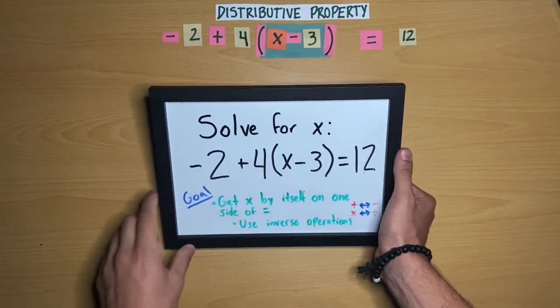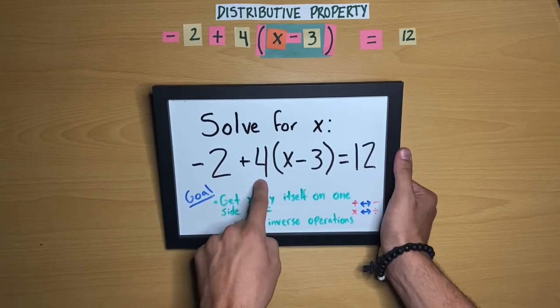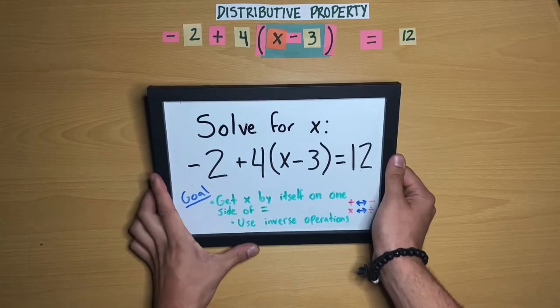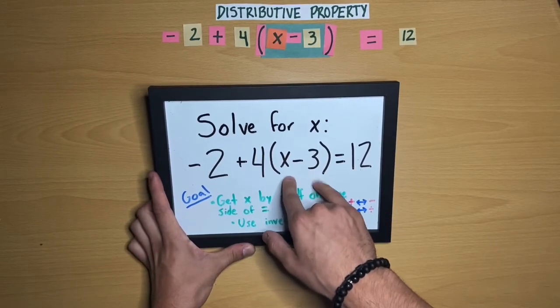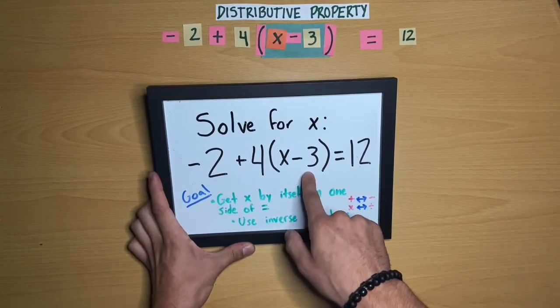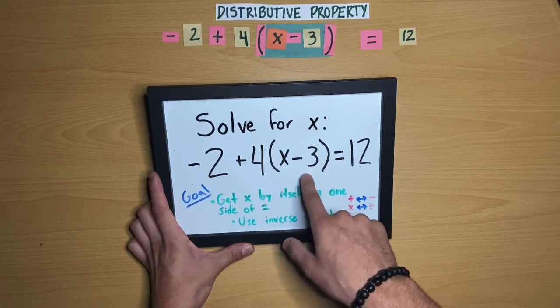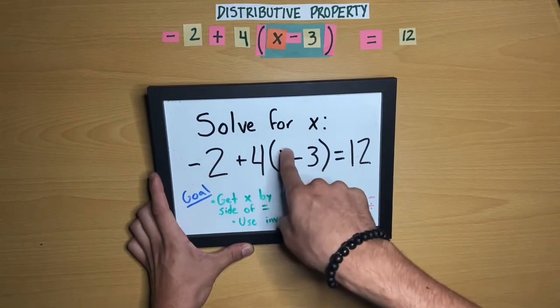We have -2 plus 4 times x minus 3 equals 12. And again, what I said in the last problem, our eye should immediately go here and see if we can combine like terms or if there's any PEMDAS operations we can do. But here it's just x minus 3 and we can't do anything else. So we'll distribute right away.